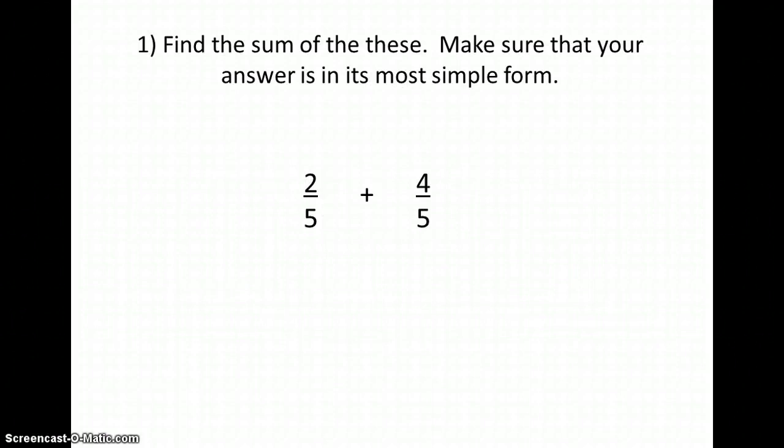Let's start by looking at an addition problem with like denominators. Let's find the sum of 2/5 and 4/5. Since they have the same denominator, I only have to add the numerators. 2 plus 4 is 6, and I always keep the denominator. Now I need to change this improper fraction into a mixed number and make sure that it's in simplest form. 6/5 is 1 1/5.